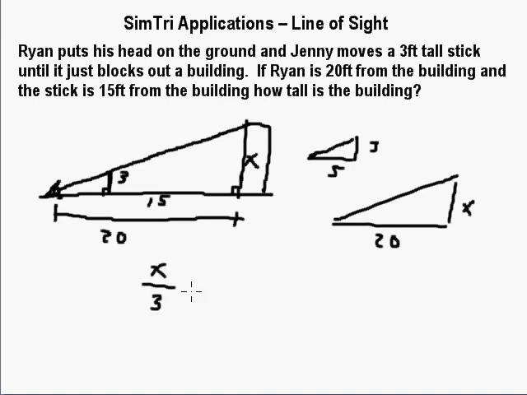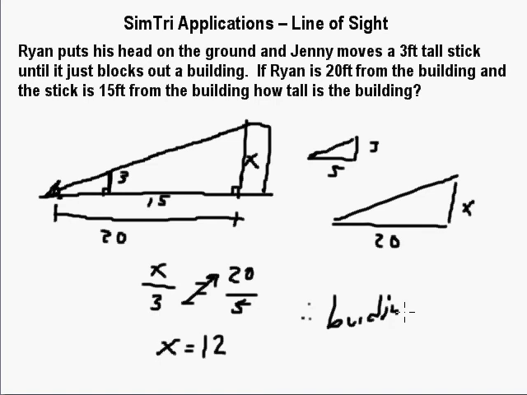So x over 3 equals 20 over 5. Cross multiply. That goes to 60. 60 divided by 5 is 12. Therefore, this building should be spelled with an L. And now my L covers my I. Oh my gosh. Building is 12 feet tall.